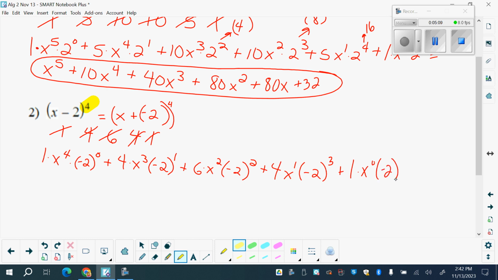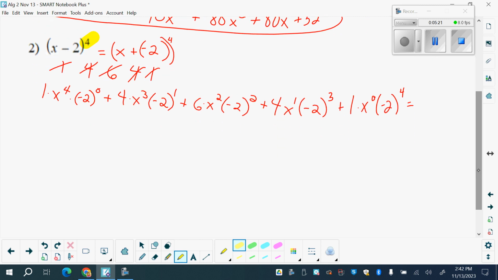negative 2 to what exponent? Four. So now we're going to simplify. Negative 2 to the 0. What is negative 2 to the 0? 1. Okay, it doesn't matter that it's negative 2. It's still going to be a 1. So this is going to be x to the 4th. You can cross it out if you want. And then this is negative 2 times 4, which would be negative 8, x to the 3rd.